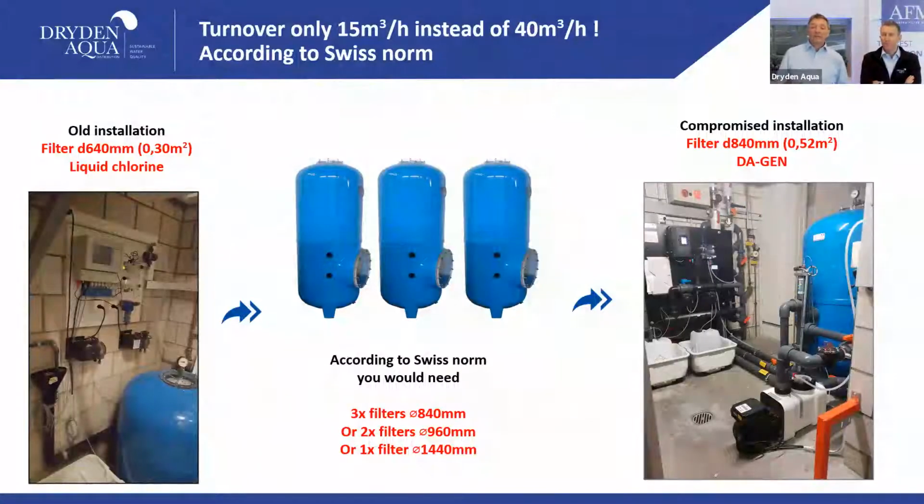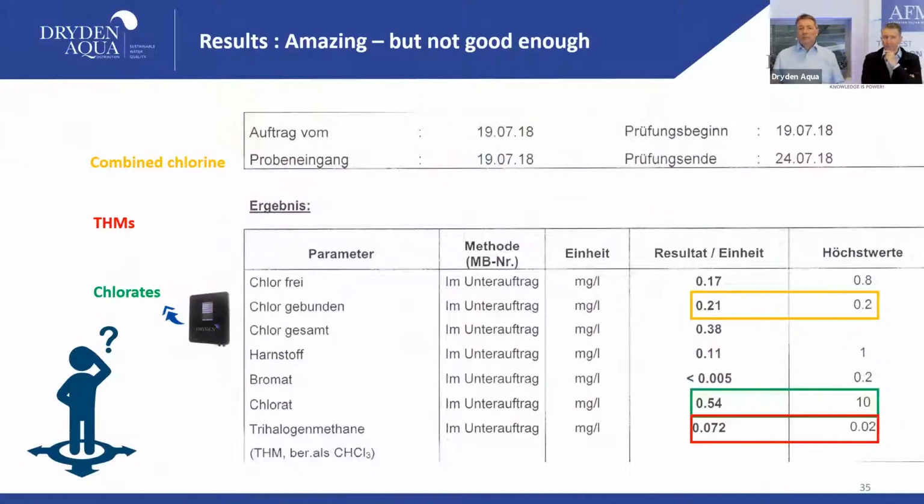Okay, let's try it. So she put in an 840 with AFM, 1.1 meter of filter bed height, a DHN with free chlorine and redox and everything. She did it the best she could, and then came the first result. This was in July 2018, and the results were amazing. I couldn't believe how good they were, but they were not good enough. On the combined chlorine, we were just on the limit, 0.21 instead of 0.2. On the chlorate, we were great. We were not at 10, not at 30, we were below 1, 0.5.